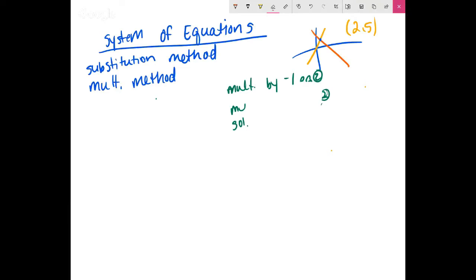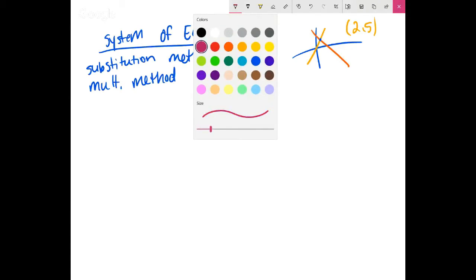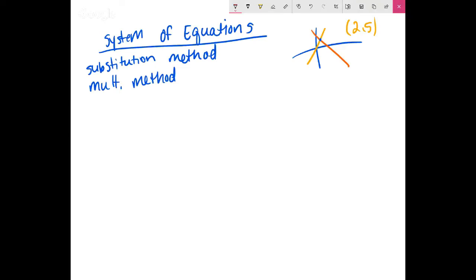Okay. Erase, erase, erase. I didn't want to erase everything, so I had to use this method. Okay. Let's use magenta. So here's a challenge one. 15x plus 4y equals 7.